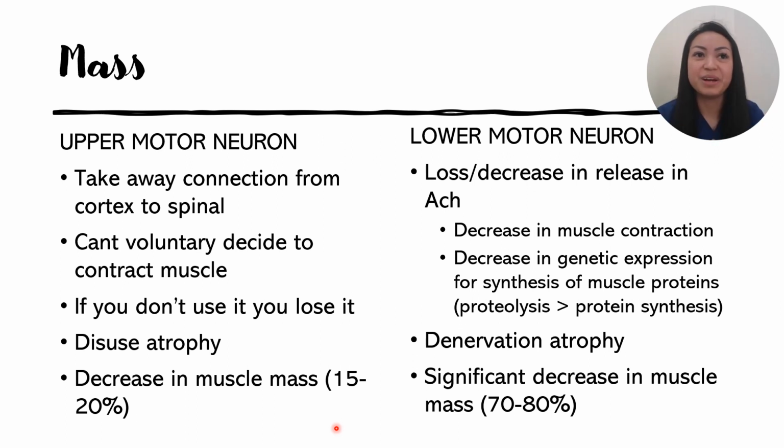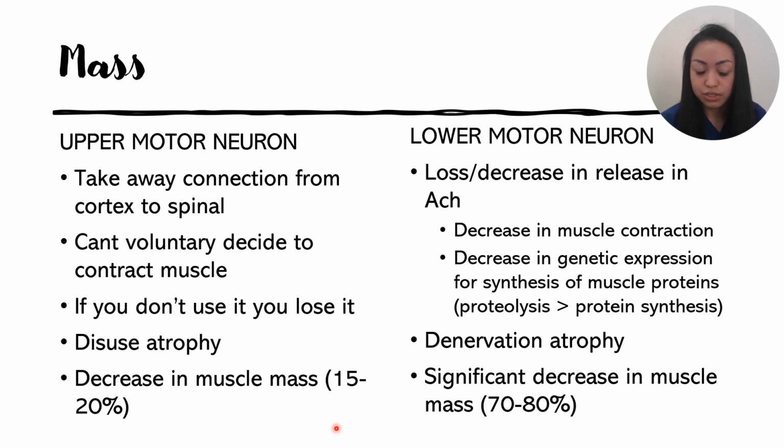Okay, so to summarize, in upper motor neuron lesions, it originates from the cortex, and the cortex gives me voluntary control of my muscles. So if there's damage in that pathway, in the upper motor pathways or tracts, then I cannot voluntarily contract my muscles. So if I don't use it, I lose it. So it's disuse atrophy, and it leads to about 15 to 20% muscular atrophy.